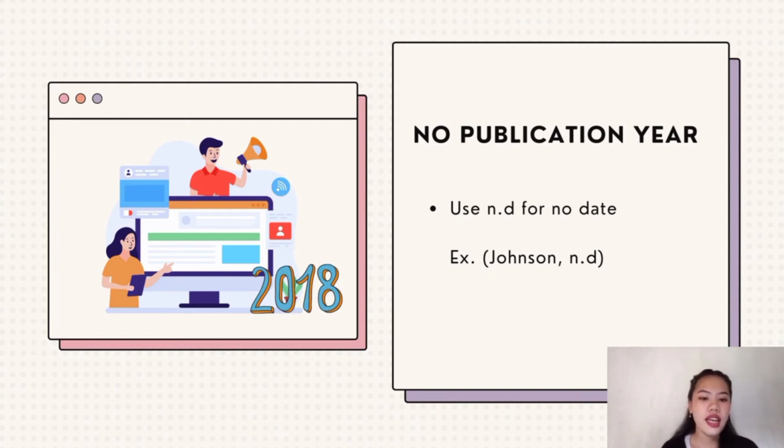So here, instead of not citing the author because there is no date of the publication, you can still make the citation by putting in n period d after the author's last name. So we have here an example: open parenthesis, the author's last name, which is Johnson, followed by a comma, and then put the n.d., and then followed by a closed parenthesis.